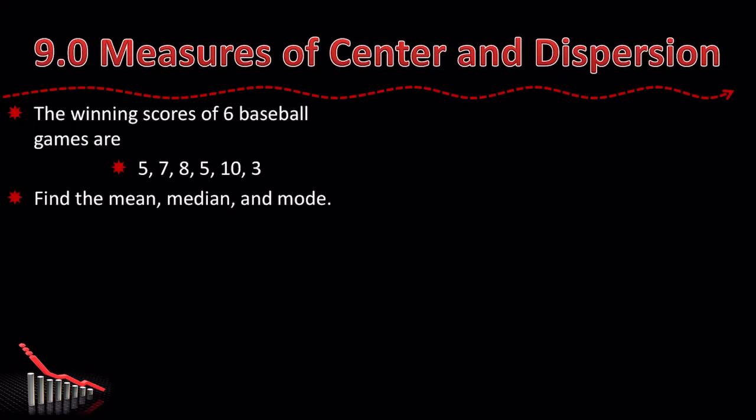Alright, so here are the winning scores of 6 baseball games. Find the mean, median, mode. Alright, so for the mean, you add together all the numbers and divide by the number of numbers, which is 6, and you get 6.33.